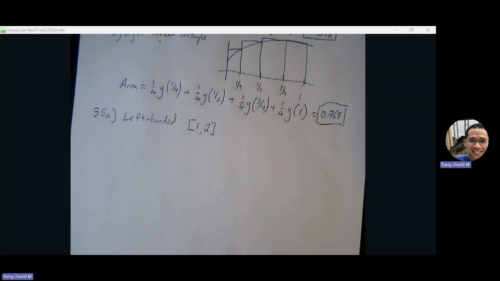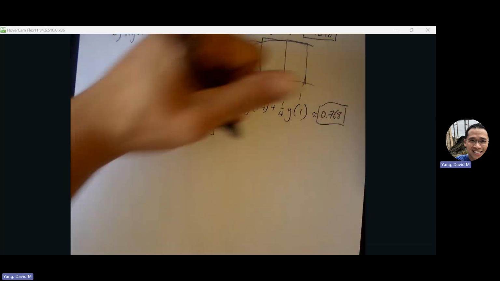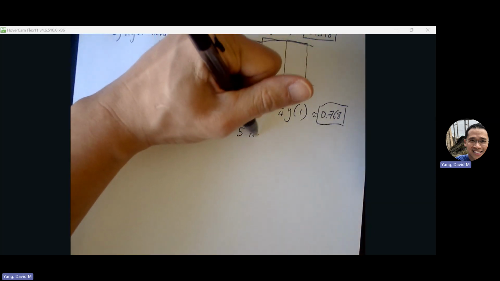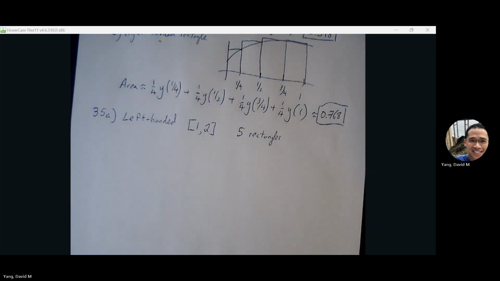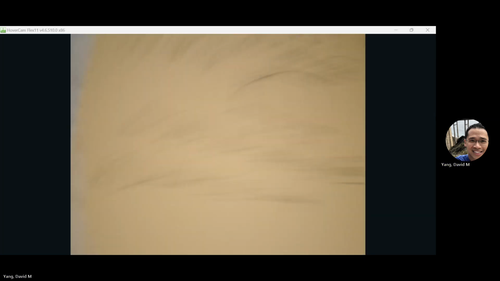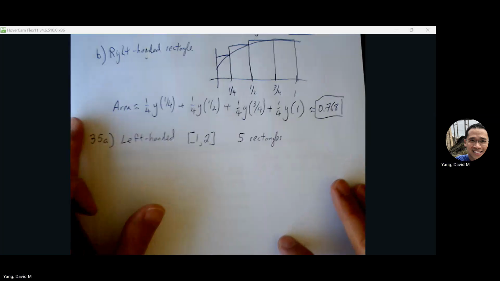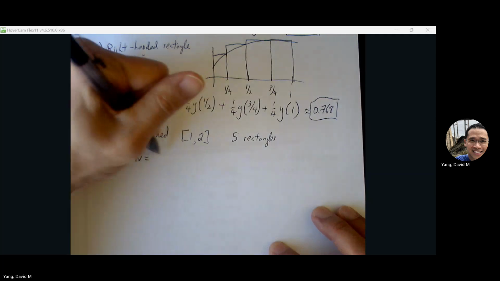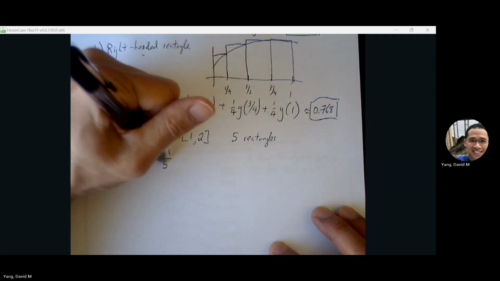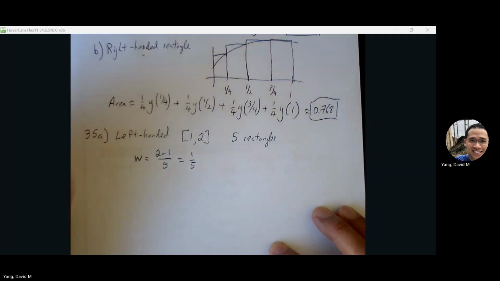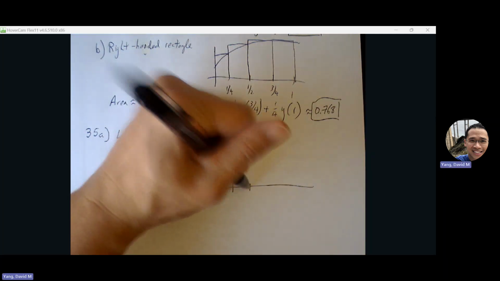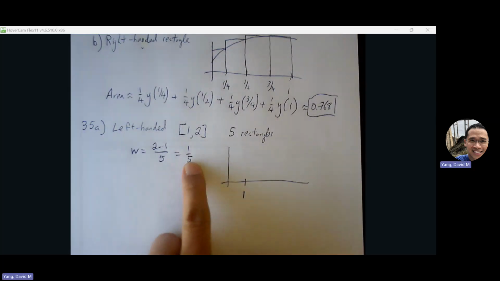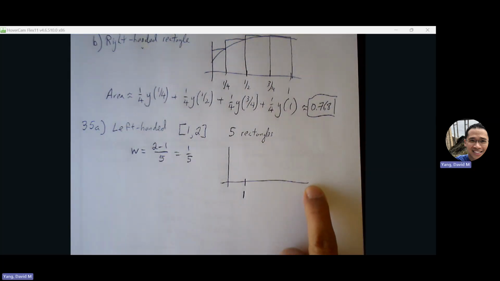And here, 1, 2, 3, 4, 5. Looks like we're doing 5 rectangles there. So we start off by building the width. B minus A over N, which is 1/5. So starting at 1, we're going to keep adding 1/5 until we reach our destination, which is 2.